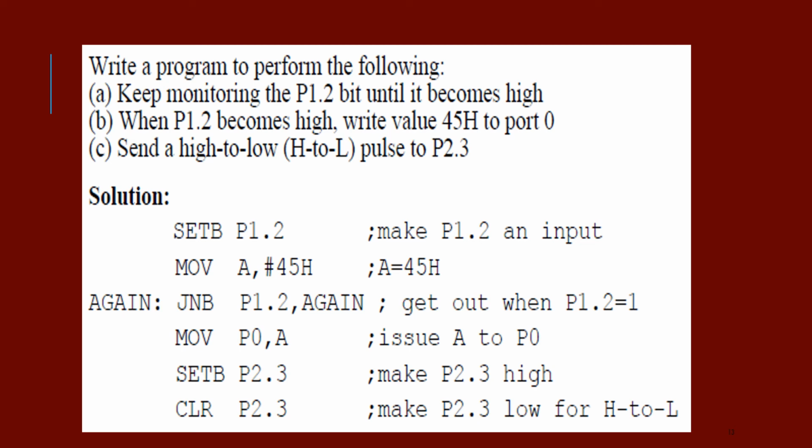This is our third task, which has been done by SETB P2.3 and CLR P2.3, two instructions. Then when P1.2 becomes high, write 45 to port 0. So we have written those lines also, and continuously we have monitored the respective bit.